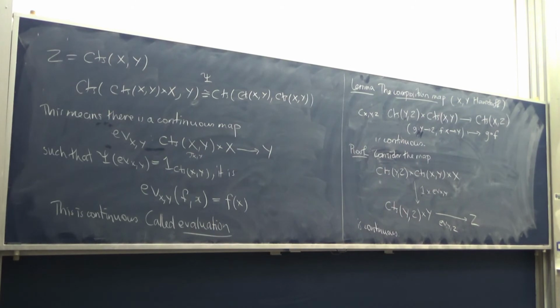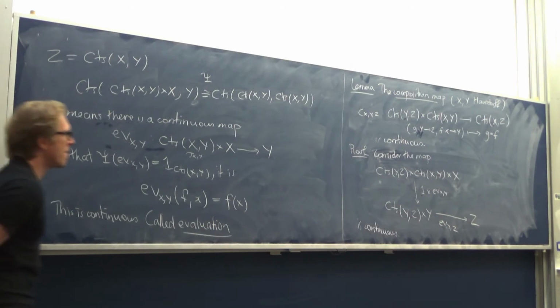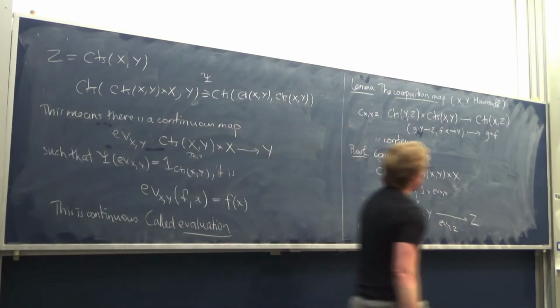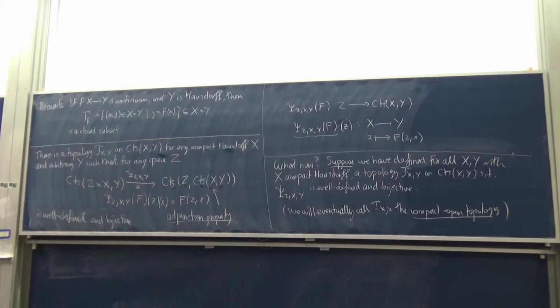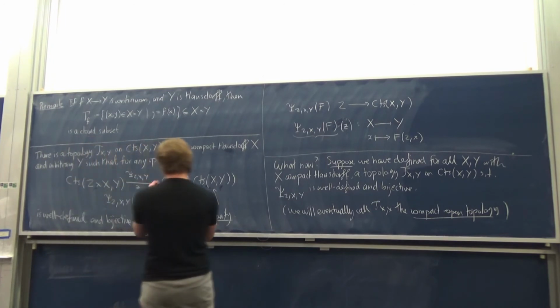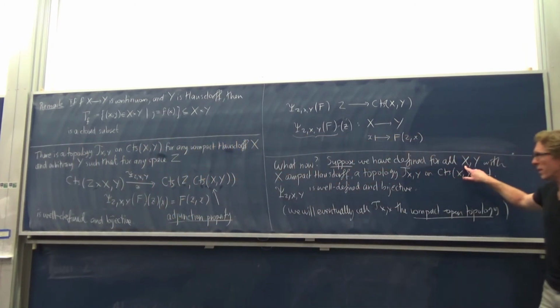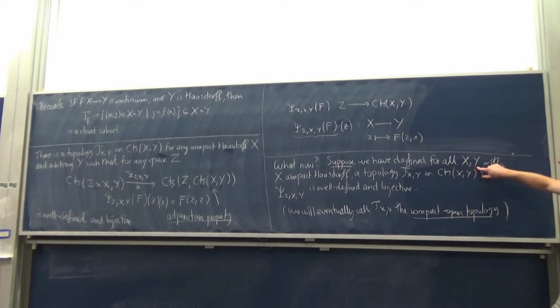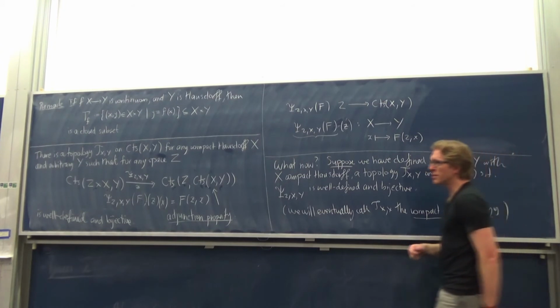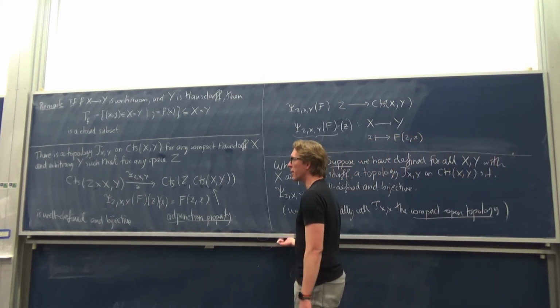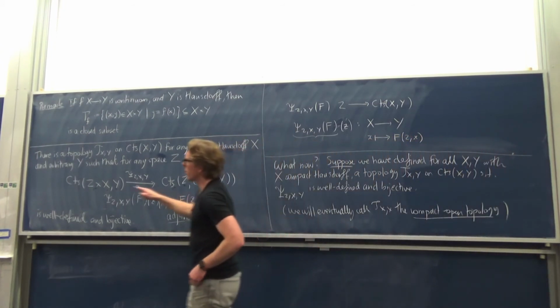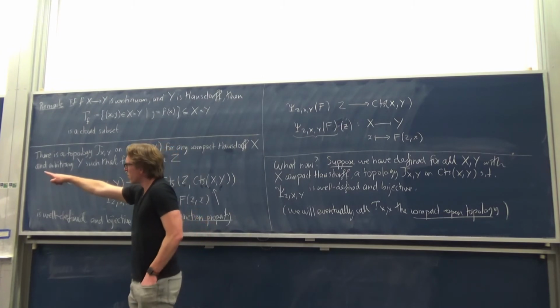Okay, well, what's the point of that? Well, remember, my hypothesis is not just for a single pair. My hypothesis is that for every compact Hausdorff space and any other space, I have a topology, and this works for all triples Z, X, and Y, where X is compact Hausdorff. Okay, so now let's have a look.